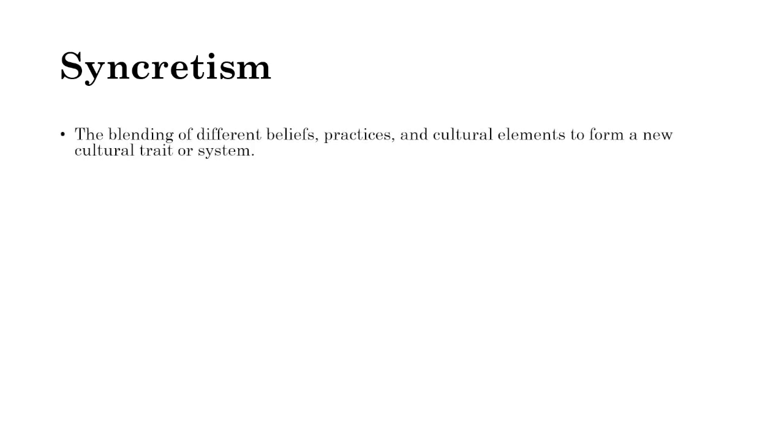And then finally, our final vocab term for this unit is syncretism. The blending, the mixture of different beliefs, practices, or cultural elements, or you can just say cultural traits, to form a new cultural trait or a new system. When we talked about creolization of a language, back when we talked about historical diffusion, this is an example of syncretism, because we're blending different languages and language traits together to create a new language with vocabulary and grammar and syntax.